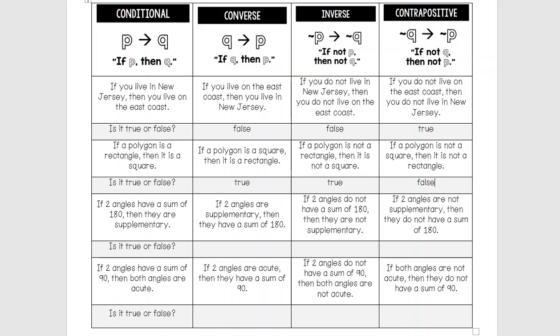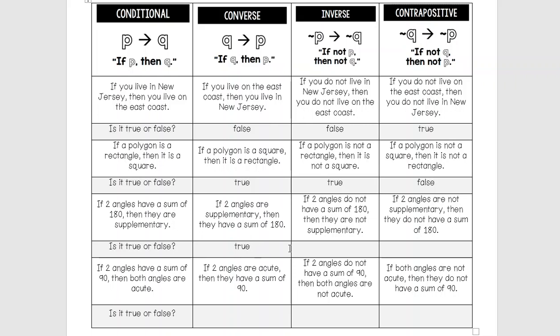If a polygon is not a square, then it is not a rectangle. This is false because a rectangle doesn't always have to be a square. A rectangle could exist without having all four sides congruent and making it a square. They're saying it has to not be a square to not be a rectangle, which is not true.